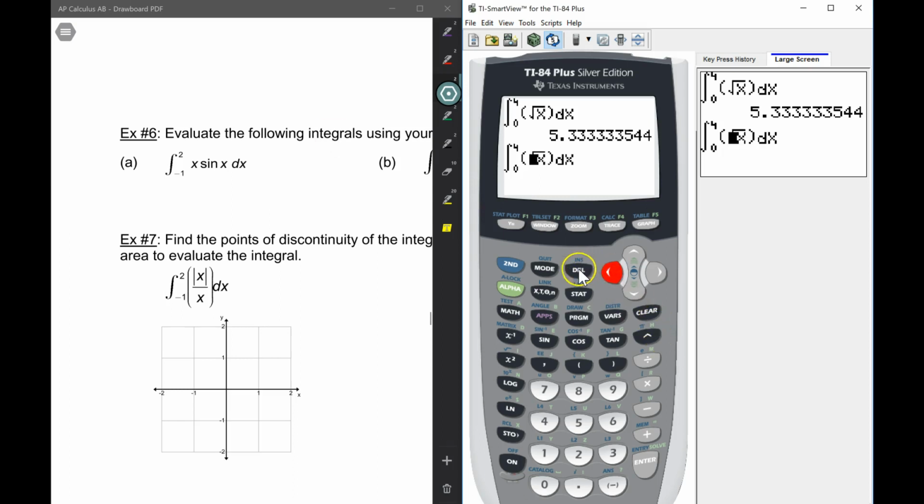So here, which one? Oh, I don't have that one here, but I'll show you. Math 9 works as well, right? Okay, so here it's going to be x sine x. And here we're going to go to negative 1.